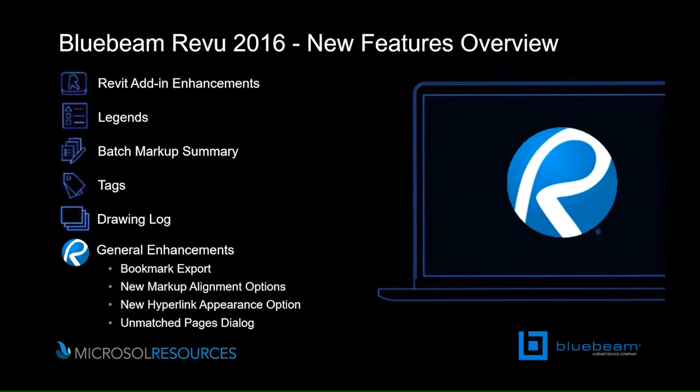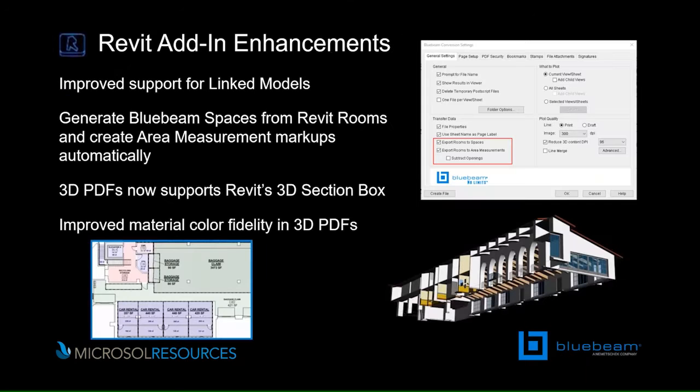And then there are also a bunch of general enhancements, things like exporting bookmarks, markup alignment options, new hyperlink appearance options, which is really great, and the ability to find mismatched pages in what they call the slip sheeting functionality. So let's start with the Revit add-in.